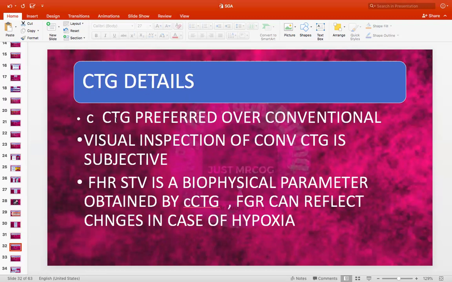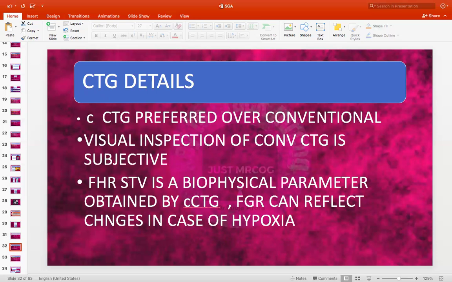CTG details. Computerized CTG is preferred over conventional CTG. Why? Because visual inspection of a conventional CTG is subjective, so your interpretation can vary from my interpretation. So we always prefer computerized CTG for FGA, FGR, or SGA.